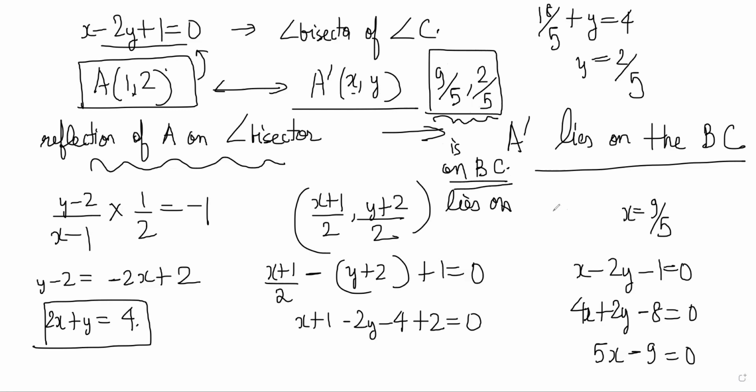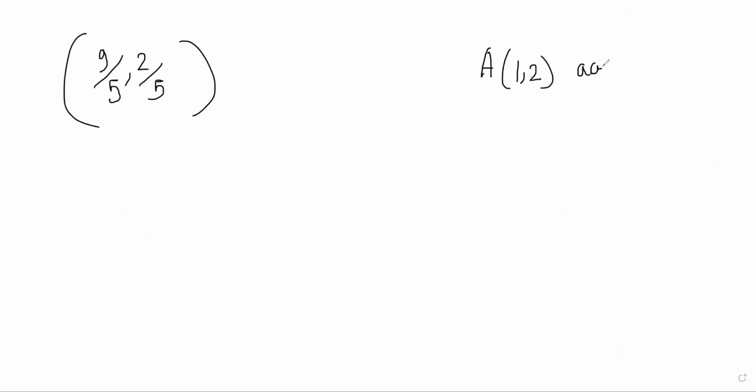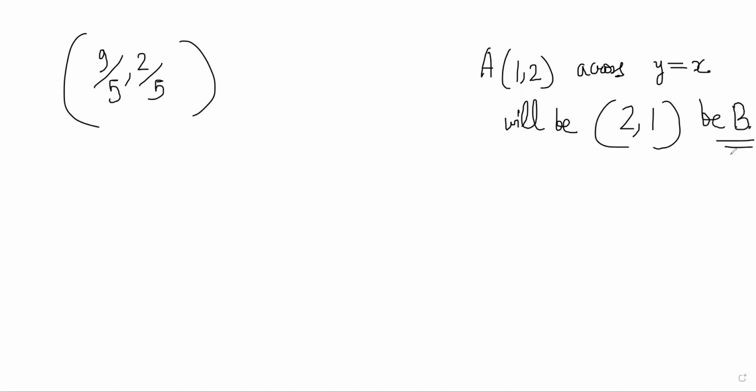And earlier we also saw that the reflection of A, which was 1 comma 2, across the perpendicular bisector y is equal to x, will be 2 comma 1, which should obviously be B, right? You understand? So there were actually 2 lines here about which you are doing 2 reflections.